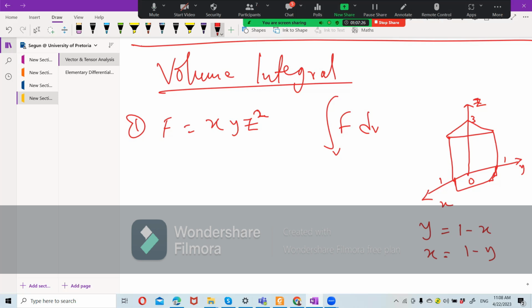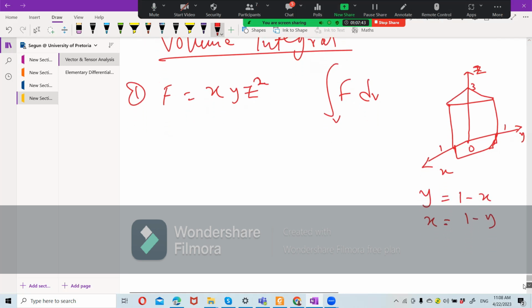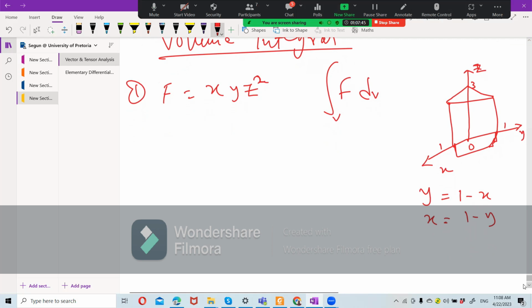If you look at the diagram, sir, y is carrying 1 and x is carrying 1. So to get y from the point where they emanate from, you see that y is equal to 1 minus x. x is 1 minus y, sir.